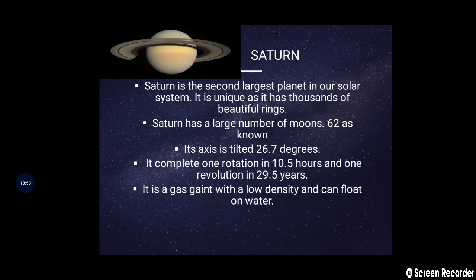The next planet is Saturn. Saturn is the second largest planet in our solar system. It is unique as it has thousands of beautiful rings. Saturn has a large number of moons, 62 are just known. There are many others also.